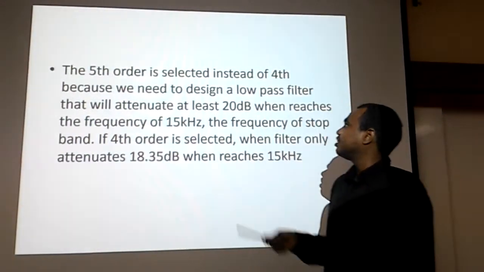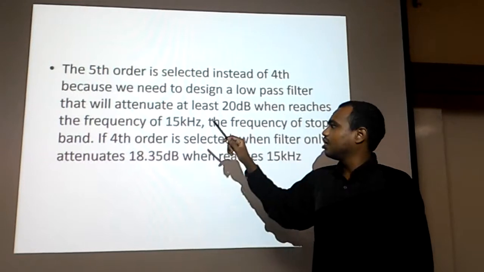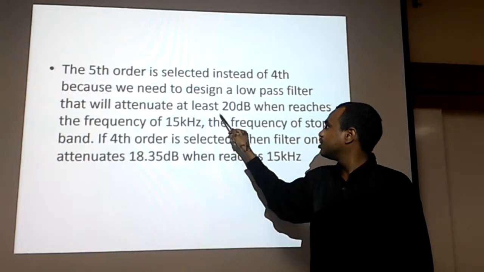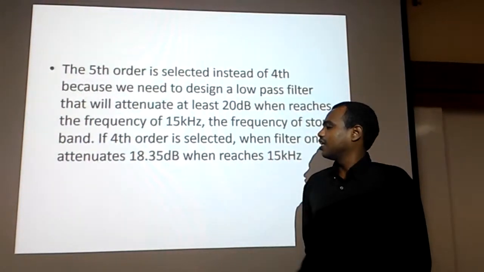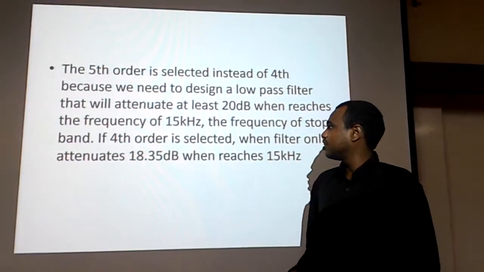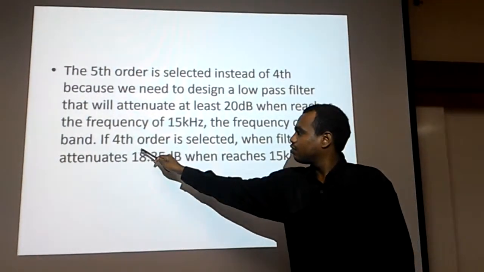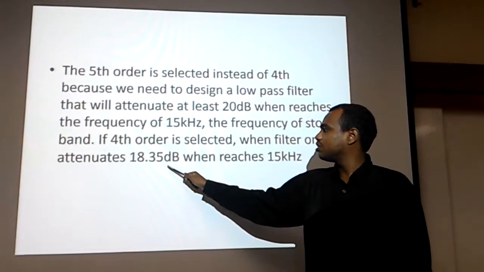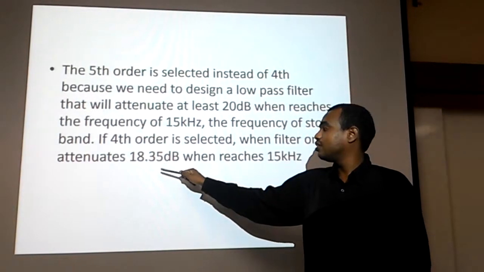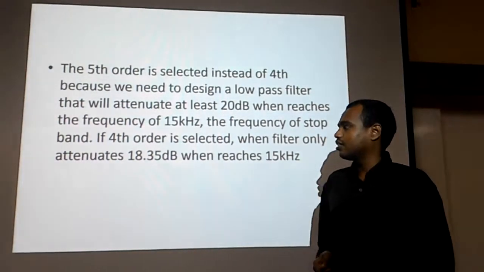The fifth order is selected instead of the fourth because we need to design a low pass filter that will attenuate at least 20 dB when it reaches the stopband frequency of 15 kilohertz. If the fourth order were selected, the filter would only attenuate 18.3 dB when it reaches 15 kilohertz.